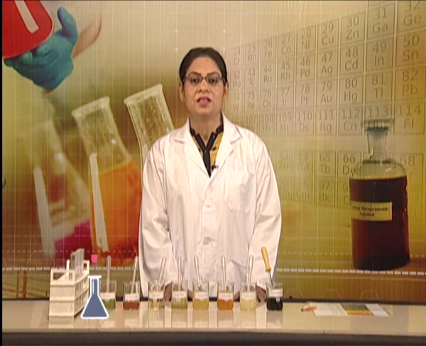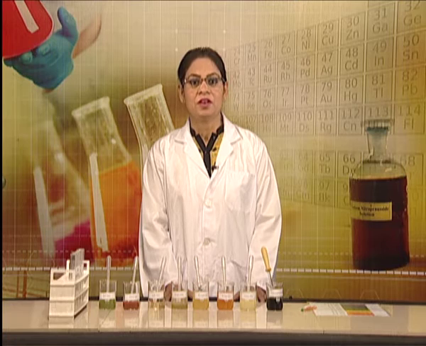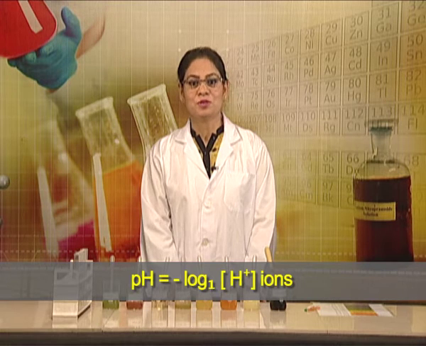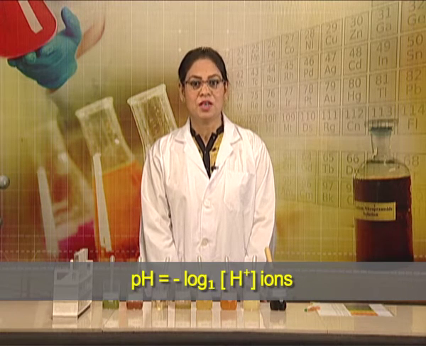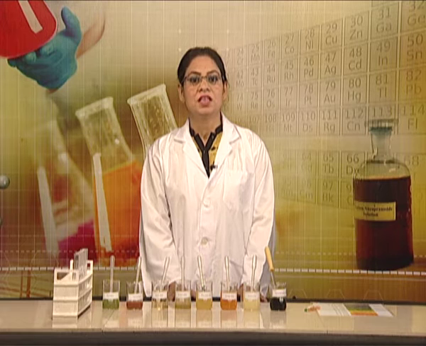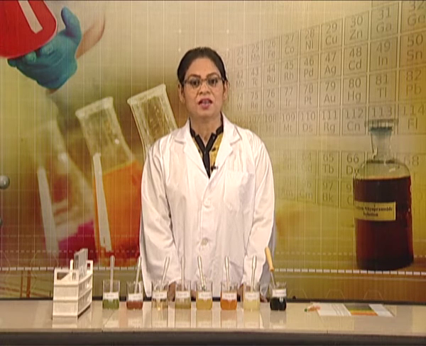We can say that at 298 Kelvin, the pH of water is 7. pH of a solution is the measure of hydrogen ion present in it. pH equals to minus log concentration of H plus ion, where P stands for potenz, in German means power, and the H stands for hydrogen. H plus ion represents the concentration of hydrogen ion in a solution.